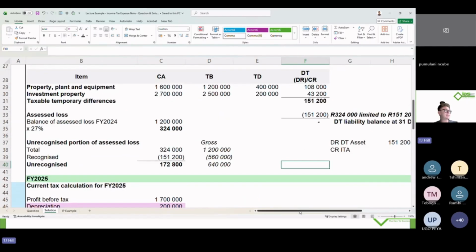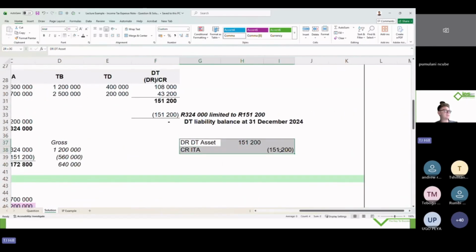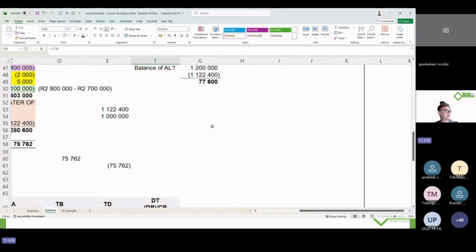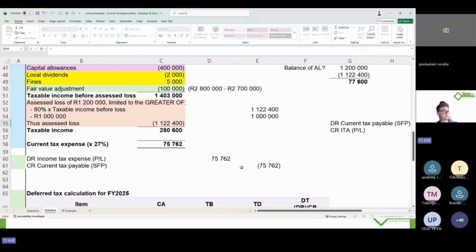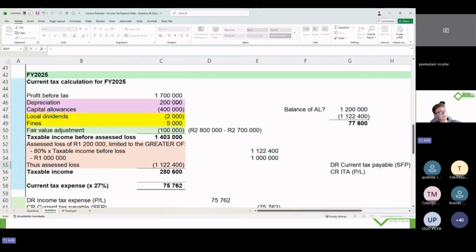If you think about it, last year I passed this journal to recognize the liability. Now I have technically done the following: debit current tax payable or liability, whatever you want to call it, credit income tax expense. I'm just not typing it out now for the sake of time. And effectively, I've passed this journal, which takes into account everything I did here at the top. You agree?